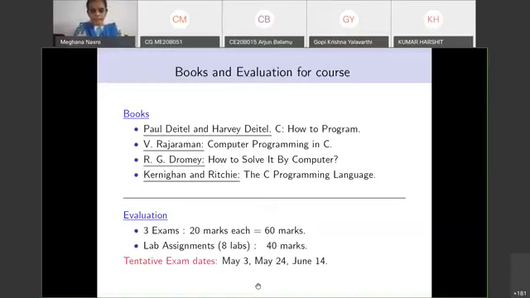And the tentative exam dates are May 3rd, May 24th, and June 14th. These are all Mondays. These are roughly spaced at 3 weeks. We have a 9-week course. So these are the tentative exam dates. I say tentative because we need class committee approval for this, but please mark your calendars for these dates.